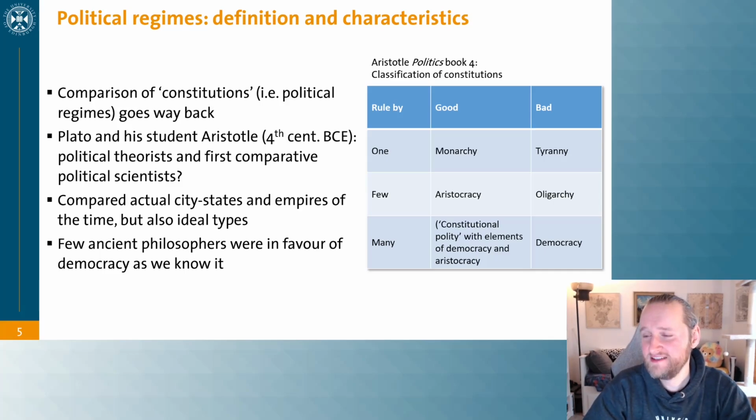Now, hilariously, he says, well, the rule by many, so what we maybe today would call a democracy, actually, he says, I can only find bad examples of this. There is no good way to arrange the rule of many. He doesn't even come up with a proper word for it. He just says that's generally a bad idea and leads to bad outcomes. So he didn't really believe, much like many other ancient philosophers, in democracy as we today know it.